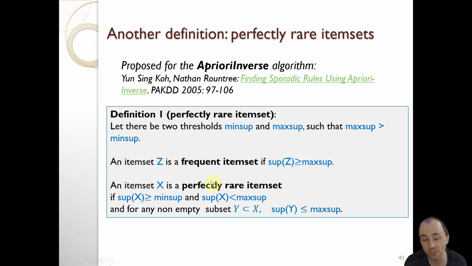And now we say a perfectly rare item set is an item set that is not frequent: the support will be less than the maximum. But it will also be more than the minimum, because we don't want to find item sets with a support of 0. And all the subsets of X, like Y, must also be infrequent, less than the maximum. So this is the definition used by this algorithm. I know maybe it's not so obvious, so let's have a look at the example together.